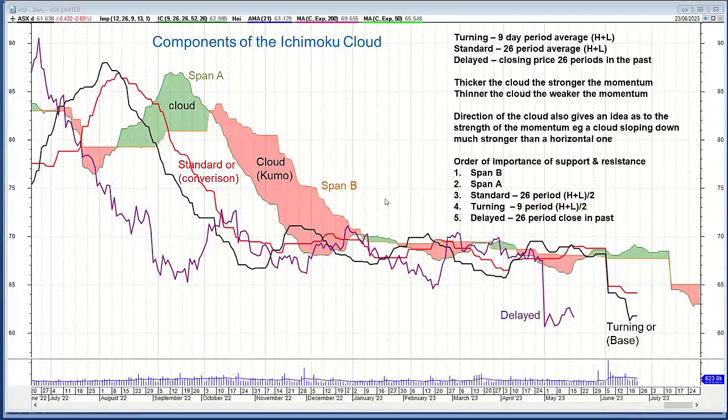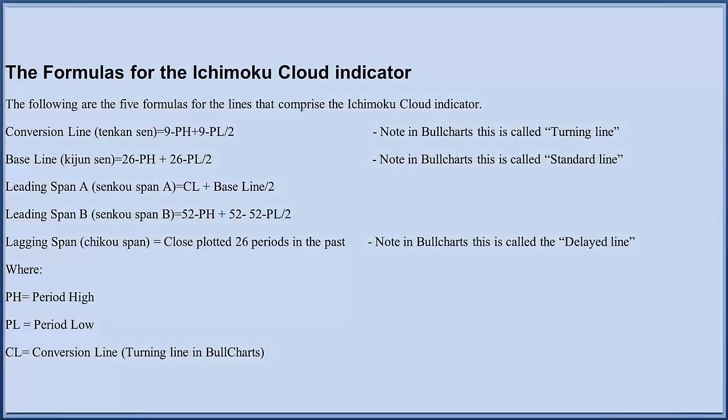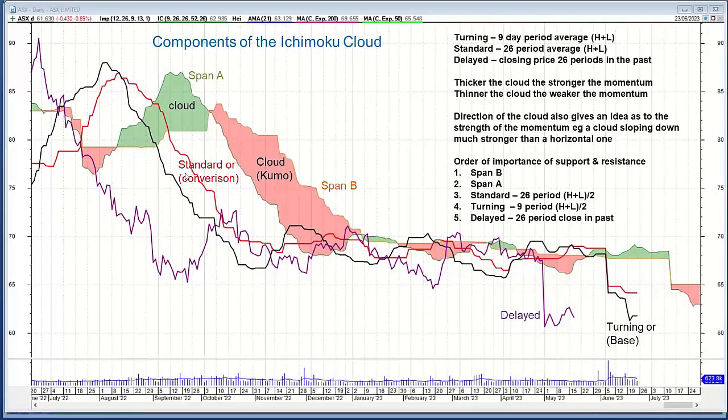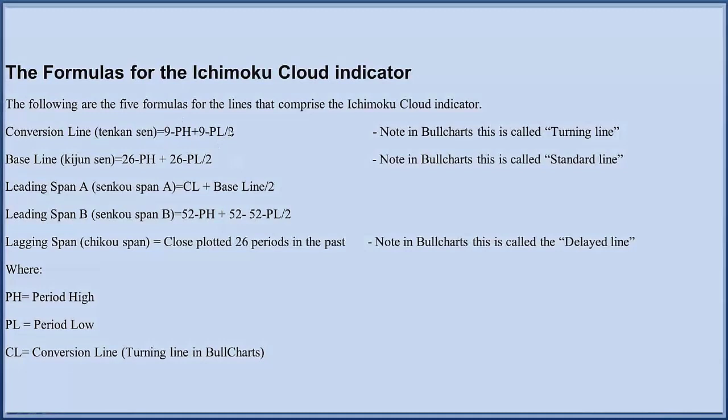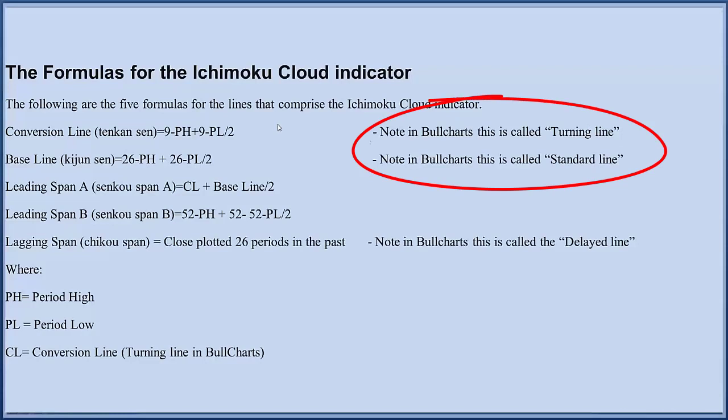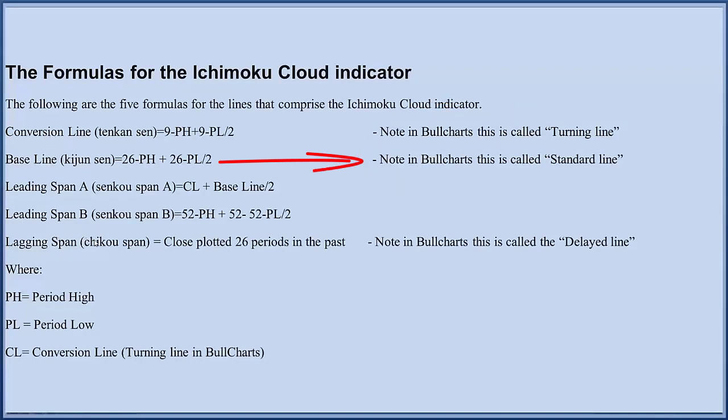So if you've got a chance, take a screenshot of this one and also this one, because these are the formulas for the cloud and how it's worked out. As I said, the conversion line, which is this standard here, that is your 9 period high and low, the baseline. And from now on, I'll talk about the terminology in bull charts, because it is a little bit different to some of the other programs out there and some of the things on the web. We call it the turning and standard line. They call it the conversion and the baseline. It's also called the lagging span, in our case, the delayed line.